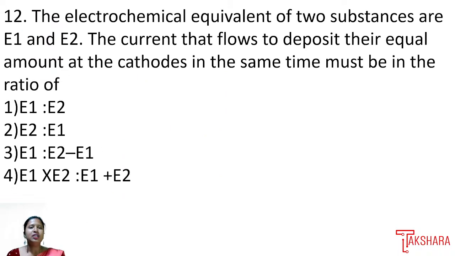Then next question: the electrochemical equivalents of two substances are E1 and E2. The current that flows to deposit equal amounts at the cathodes in the same time must be in the ratio of. So the current that flows to deposit equal amounts at the cathode. Okay, electrochemical equivalent.